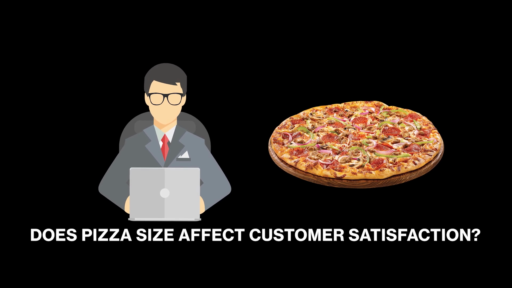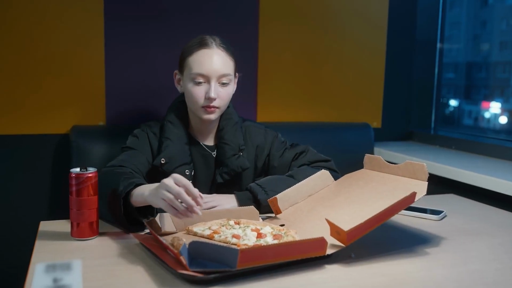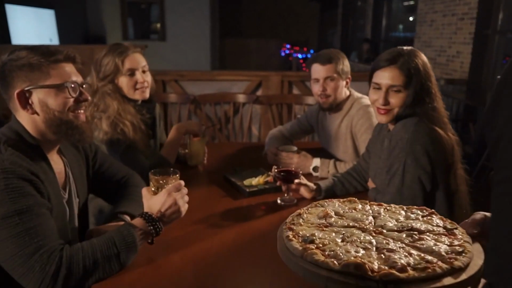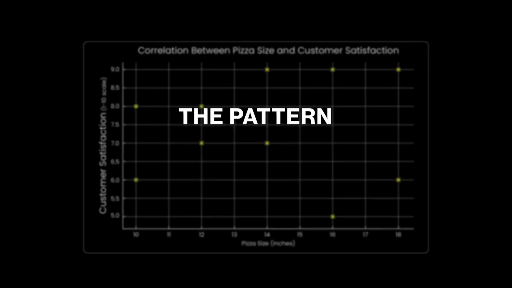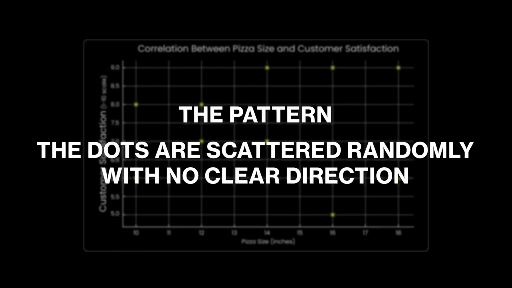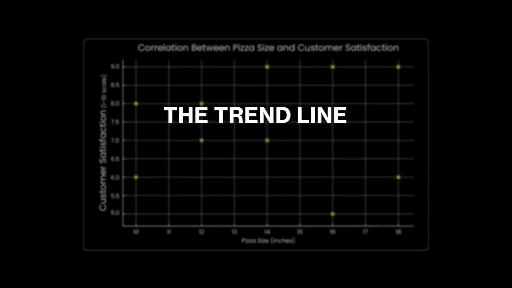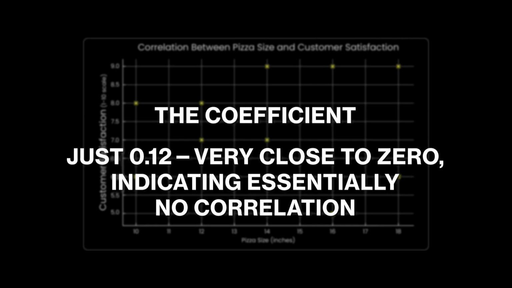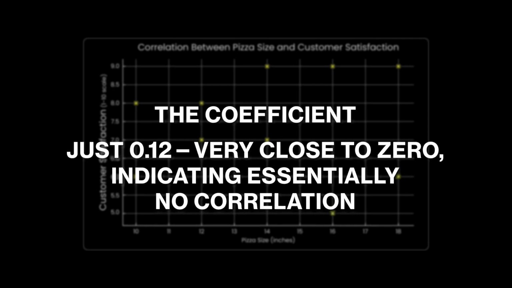The manager also wonders, does pizza size affect customer satisfaction? After surveying customers who ordered different sizes and rating satisfaction on a scale of 1 to 10, looking at this scatter plot, the pattern: the dots are scattered randomly with no clear direction. The trend line, almost horizontal, showing no relationship. The coefficient, just 0.12, very close to 0, indicating essentially no correlation.